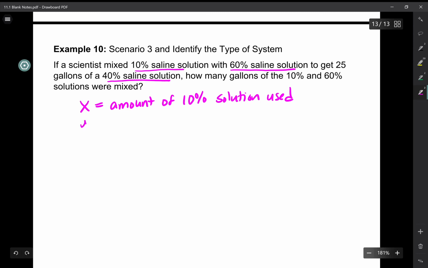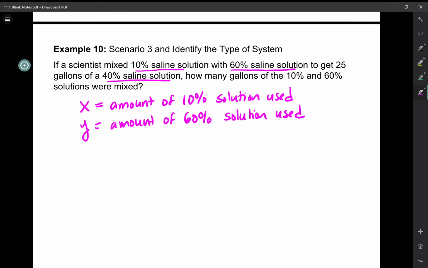And I'm going to use Y to be the amount of the 60% used. All right, so let's see if we can come up with a couple of equations. We know that they mixed some of this 10% and some of the 60%, and they ended up with 25 gallons. And we're going to have the units be gallons.